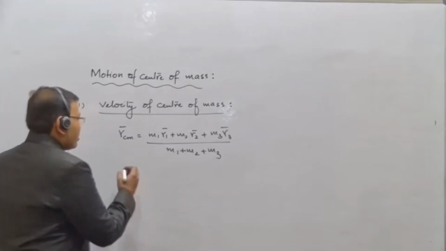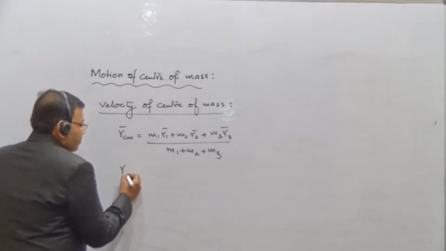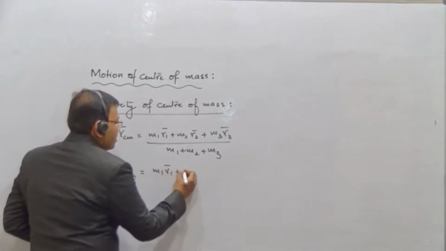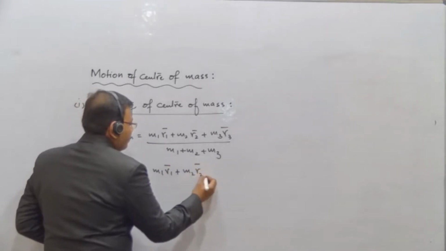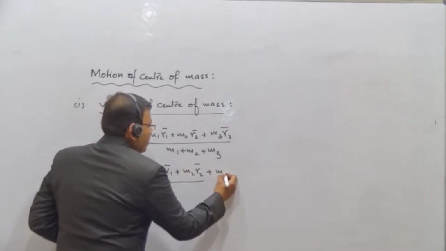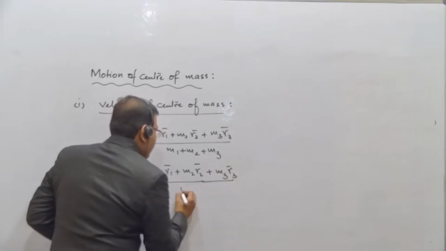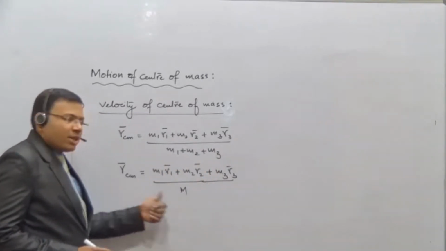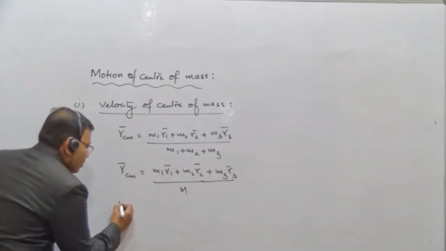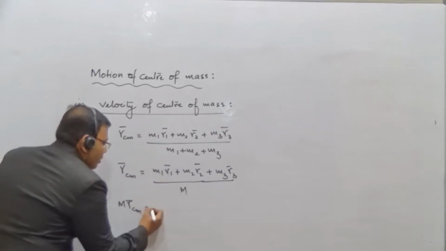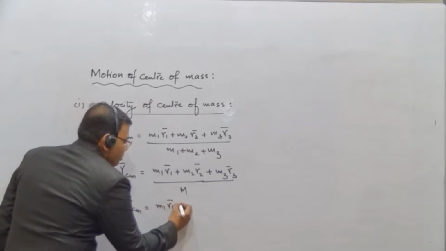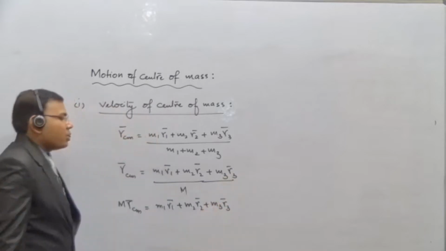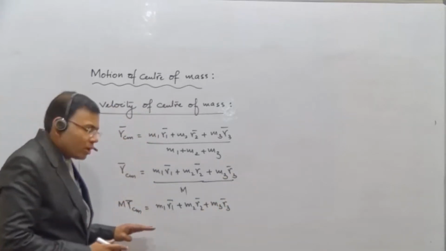So I am writing this here as RCM equal to M1 R1 plus M2 R2, the third particle is also there, plus M3 R3, by M. What is this M? Capital M is the total mass, M1 plus M2 plus M3. Just cross multiply. What do we get from cross multiplying? M RCM equals M1 R1 plus M2 R2 plus M3 R3. This is the concept we have seen. Up to here we have already studied.